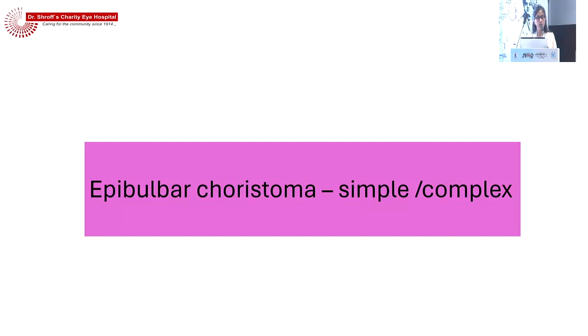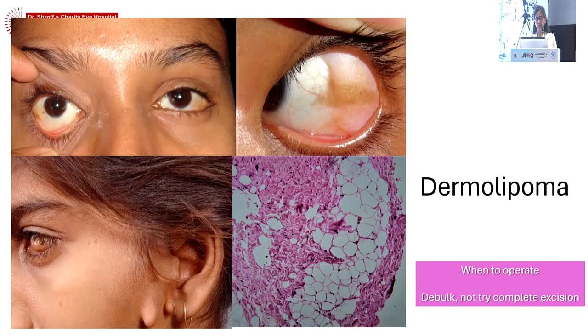So epibulbar choristomas are possibly the second most common ocular surface lesions that we see after the epithelial lesions and the OSSN. And based on the content of this lesion, they can be either a simple or a complex choristoma, depending on which germ layer the contents are arising from. If it's from a single germ layer, then these are classified as simple ones where there is one type of tissue. And if it is more than one type of tissue, it is classified as a complex choristoma.